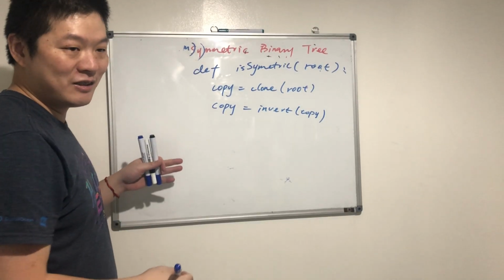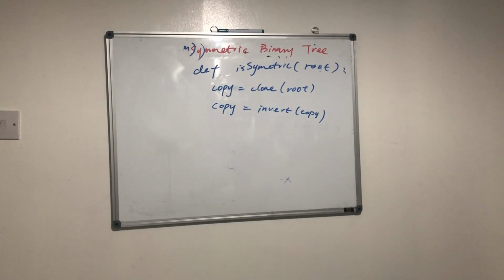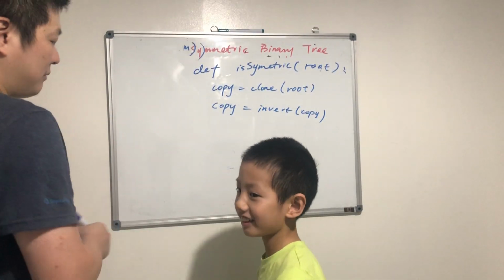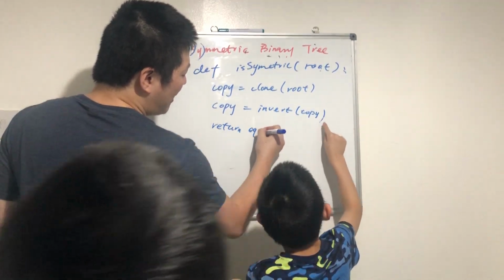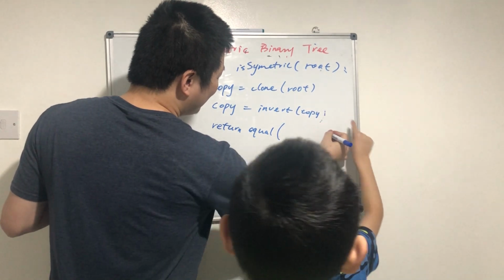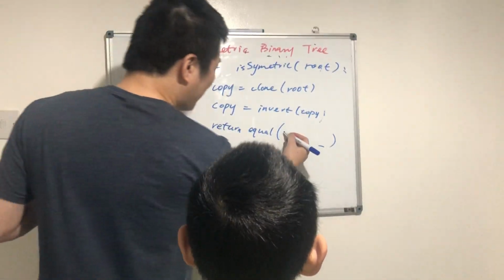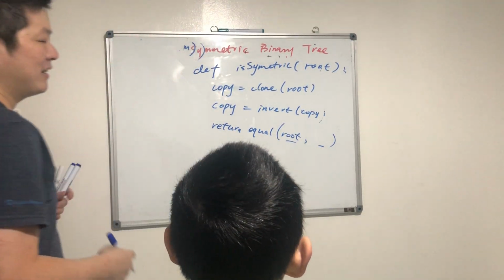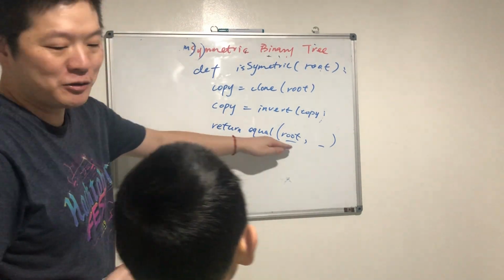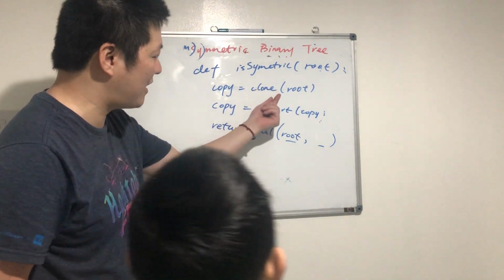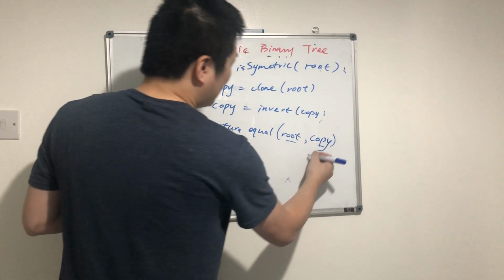And then how do we check if the tree is symmetric? All you need to do is, look, return equal. You tell me, equal what? Equal two things put here. One of them is root, the other one is. Make a guess, come on. Equal root and what? We are comparing the root with the clone. Yes, copy. Do you get it?